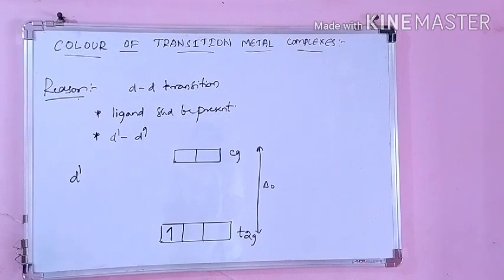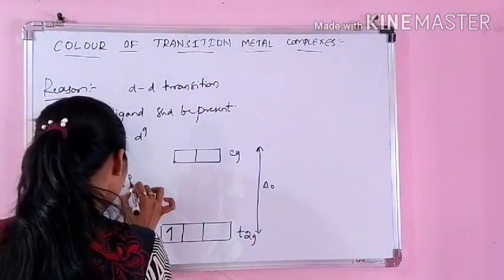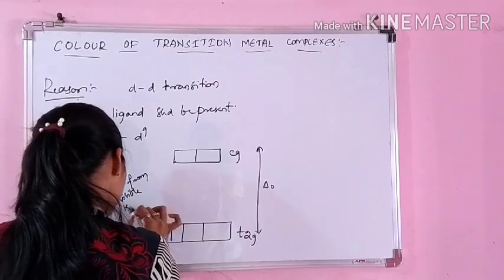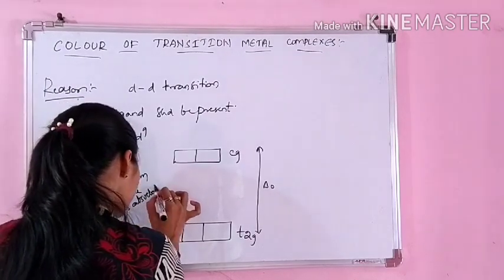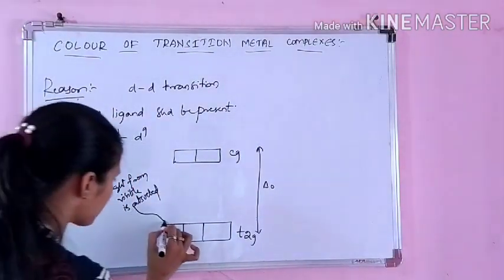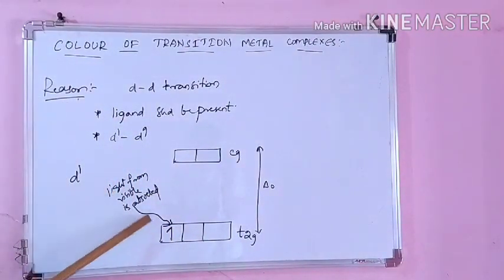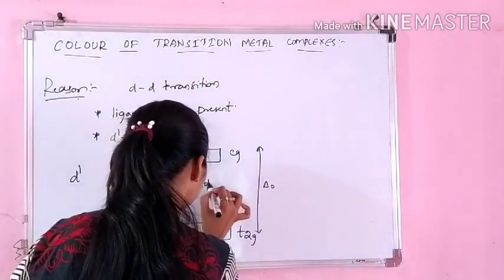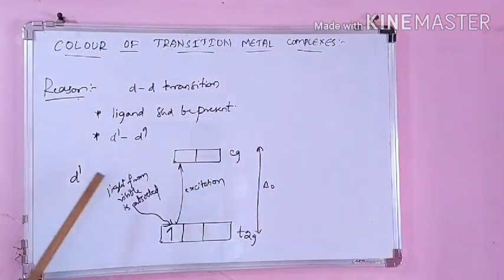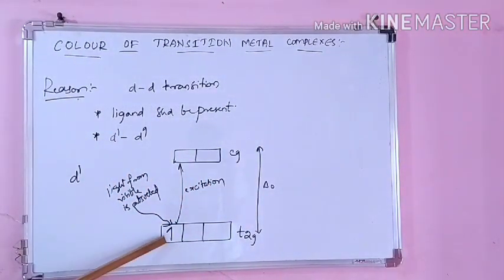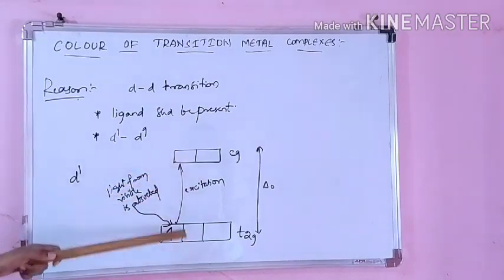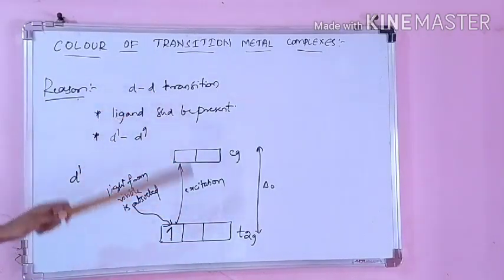Clear? Now what happens? Light from the visible region is absorbed. When it is absorbed, it helps this electron to excite here, so excitation takes place. This is the reason that one of the electrons should be able to move. If all are paired up, there will be no excitation. Or if vacant orbitals are there, then also there will be no d-d transition. Hence your complex will be colorless.